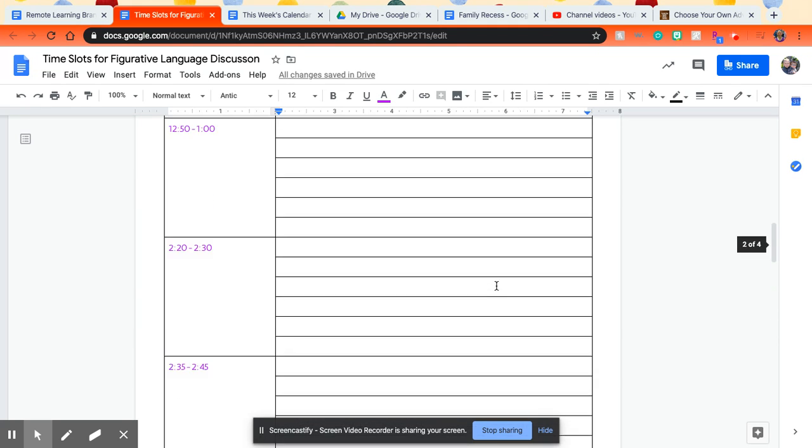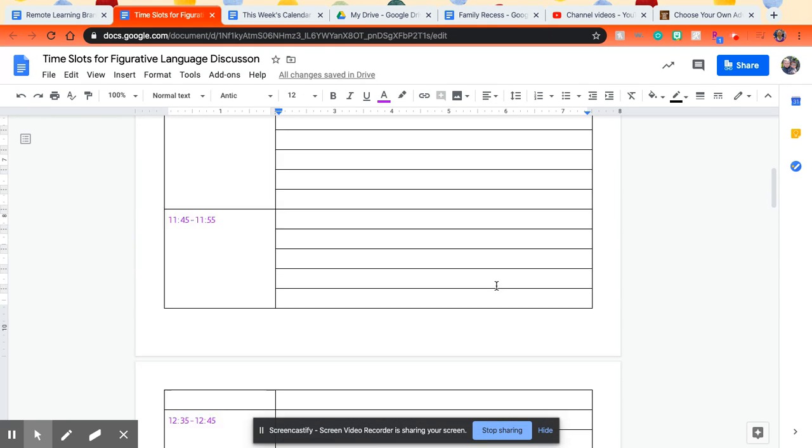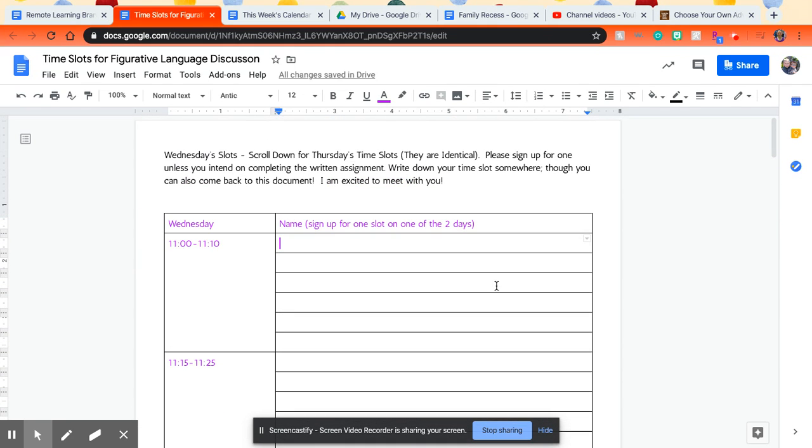Whichever one you sign up for, you can write down the time slot that you signed up for. It does not have to be during your assigned class time. It can be any of those times. We'll see how it goes, and hopefully it works well. We can do some other small group discussions this way, just because I'm sure we all miss meeting as a class. So that's what that is for.